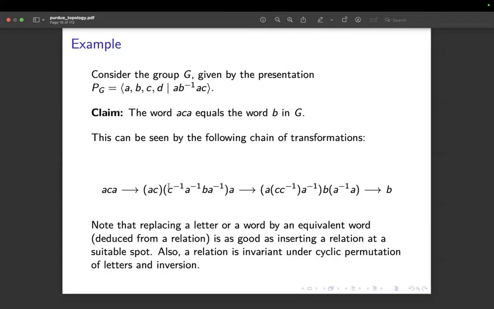So that's what I wrote here, that replacing a letter or a word by an equivalent word is as good as inserting a relation at a suitable spot. And also note that if some word satisfies a relation, then its inverse and a cyclic permutation also form a relation. We'll see that this plays a pivotal role in forming a defect category of defect bordism.